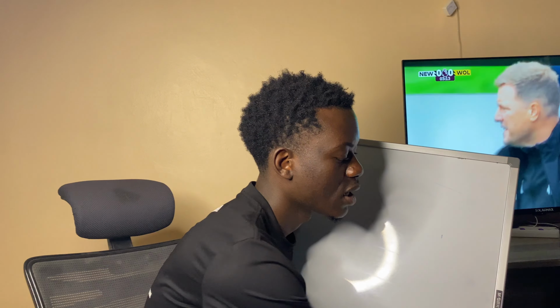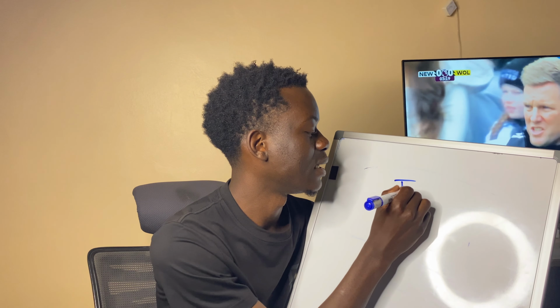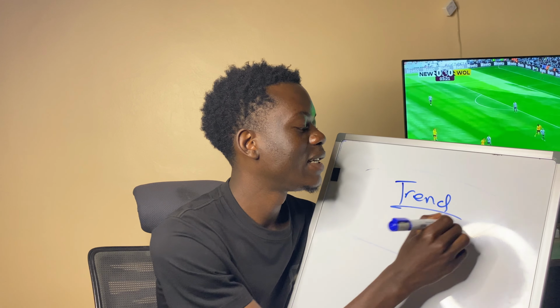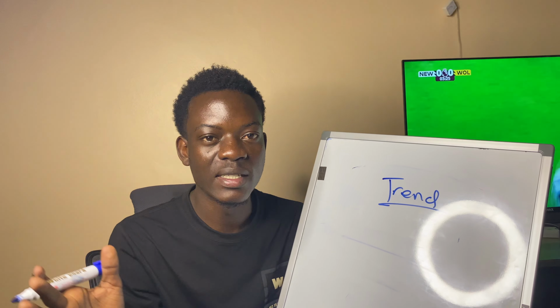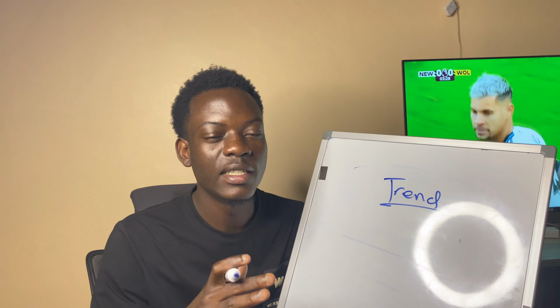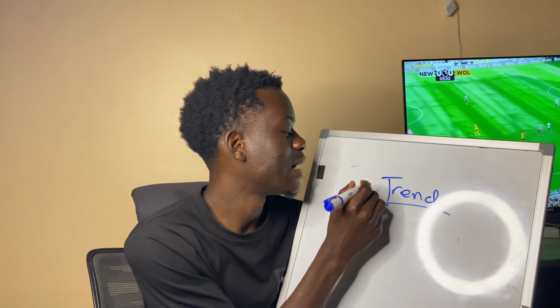Let's jump in. The 4 most important pillars of technical analysis. Number 1 is the trend of the market. The trend of the market will show you where the market is moving towards. Is it on an uptrend? Is it on a downtrend? Or is it on a sideways trend? That is the first one.